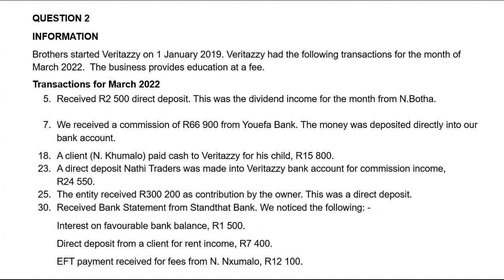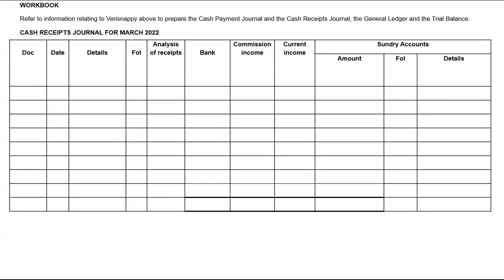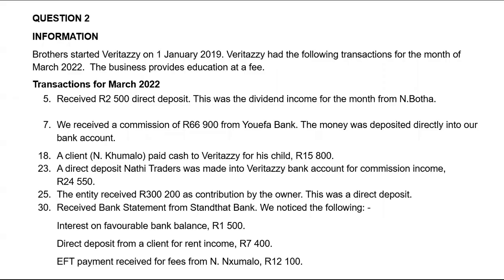You will simply start with the document. Remember, the source documents used to record transactions in the cash receipts journal will be what we call a cash register roll, where we record all our sales, cash sales, or it can be a receipt. If it's not a receipt, it will be a bank statement. We only use a bank statement if the amount received was deposited directly into the business bank account. Just like the first transaction here, they said we received 2,500 and that was a direct deposit. So it went straight into the business bank account.